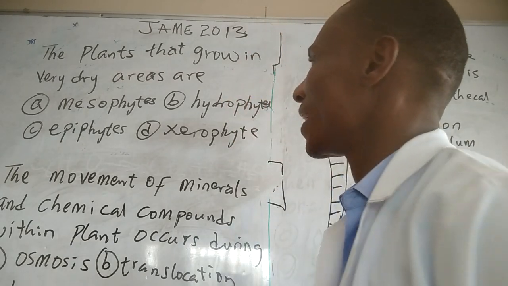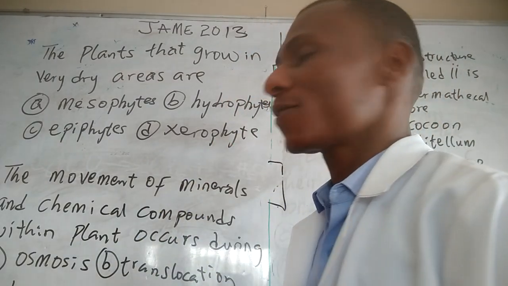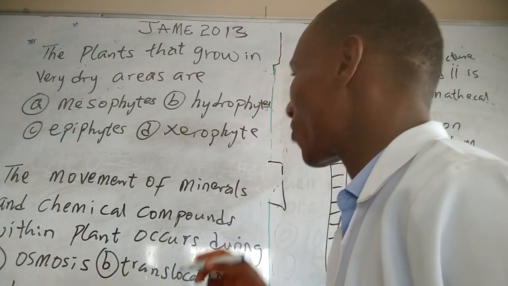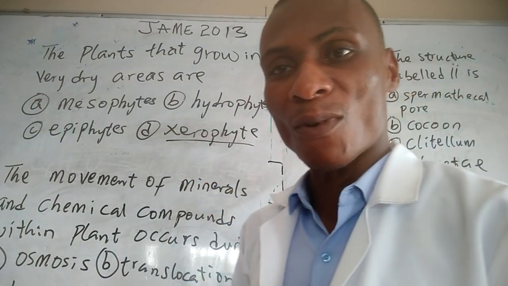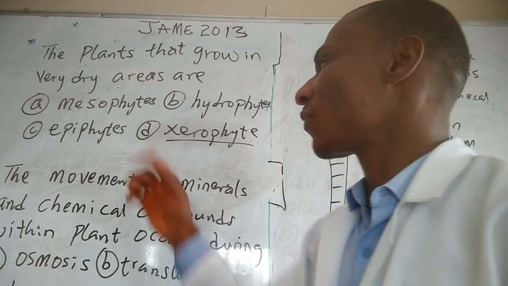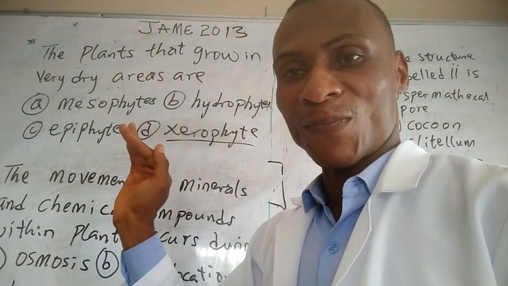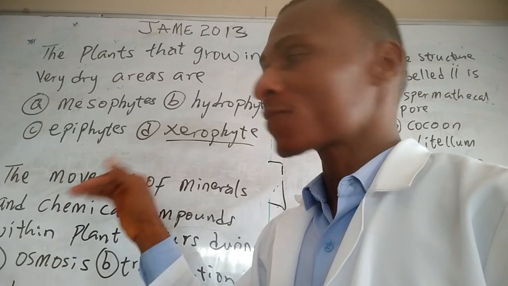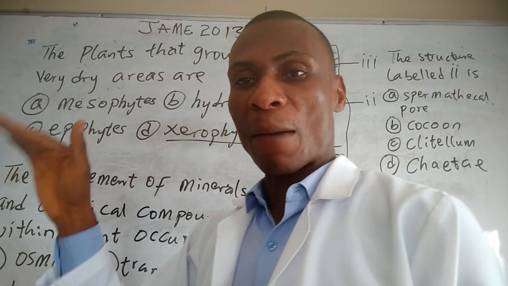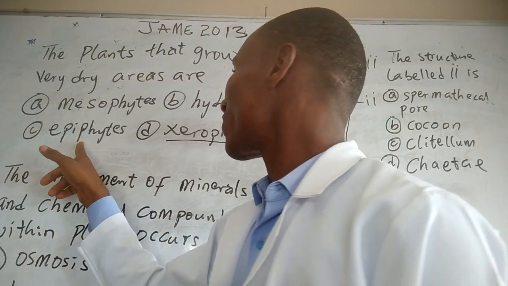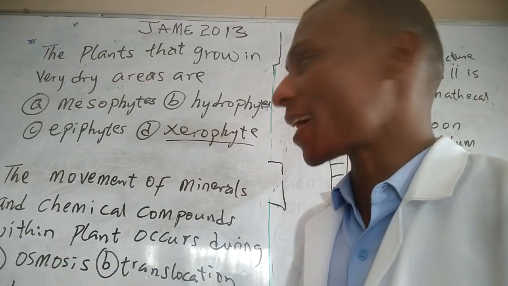And you see the option here, the desert plants, or plant that grows in the desert environment is called what? The xerophytes. We call it what? The xerophytes. Now, what of the epiphytes? Epiphytes are epi, outer layer. Now, plants that grow on another plant, we call them what? The epiphytes.